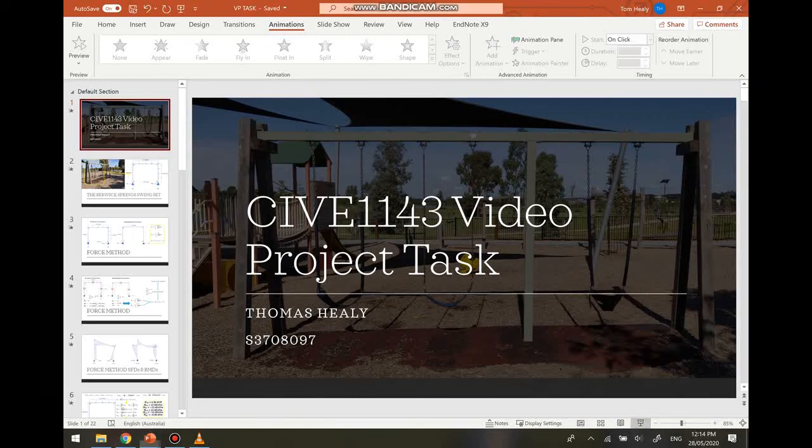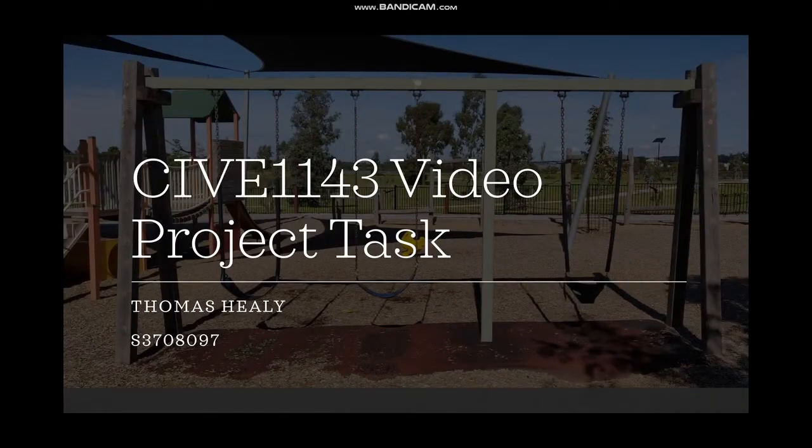This is my VP task project for the CIVE1143 complex analysis run by Sri. My name is Thomas Healy, and I'm just going to quickly run through some of the key results from my project. It runs over 3 parts: VP task 1, 2, and 3. And we're going to be conducting complex analysis on this swing set you can see in the background.